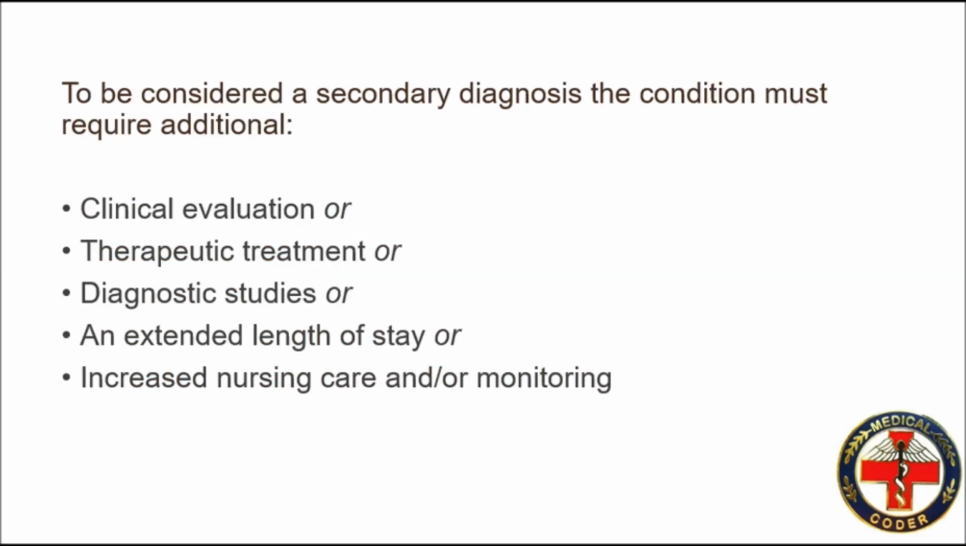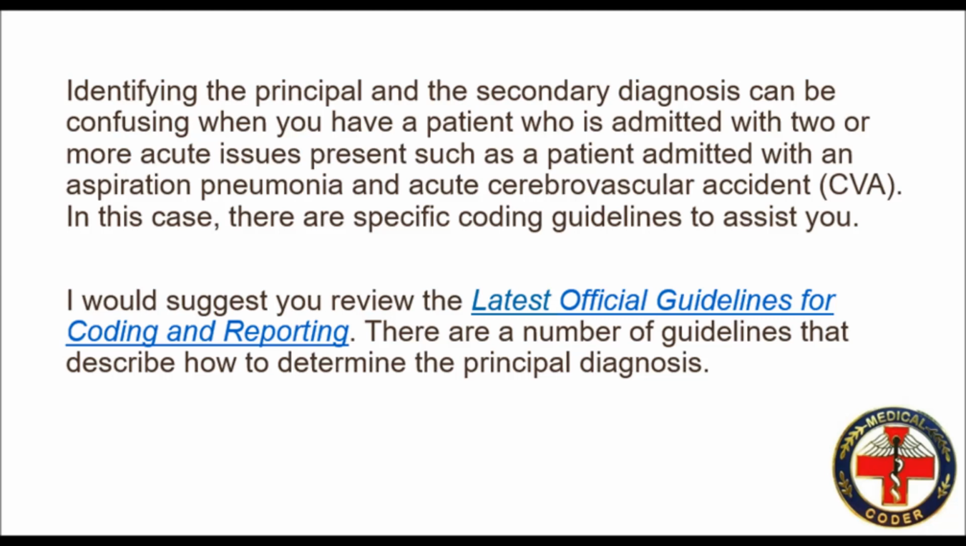To be considered a secondary diagnosis, the condition must require additional clinical evaluation or therapeutic treatment or diagnostic studies or an extended length of stay or increased nursing care and/or monitoring. Identifying the principal and the secondary diagnosis can be confusing when you have a patient who is admitted with two or more acute issues present, such as a patient admitted with an aspiration pneumonia and acute cerebrovascular accident, CVA. In this case, there are specific coding guidelines to assist you. I would suggest you review the latest official guidelines for coding and reporting. There are a number of guidelines that describe how to determine the principal diagnosis.